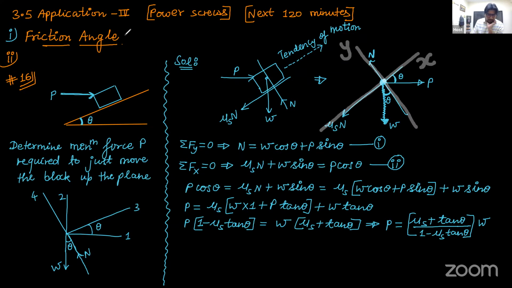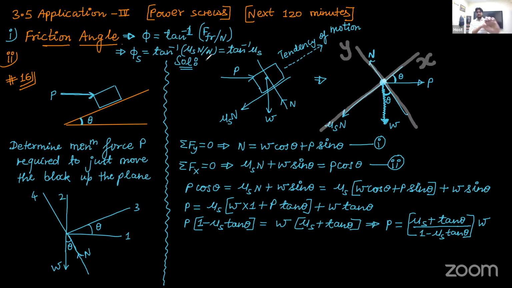For this only, we covered the concept of friction angle. Friction angle is defined as tan inverse of friction force upon normal force. And what was the maximum value of friction angle? The maximum value, which we call the angle of repose, can be found by putting the maximum value of friction. Then n and n get cancelled, and I get tan inverse mu s. So phi s is equal to tan inverse mu s. I can write mu s as tan phi s.